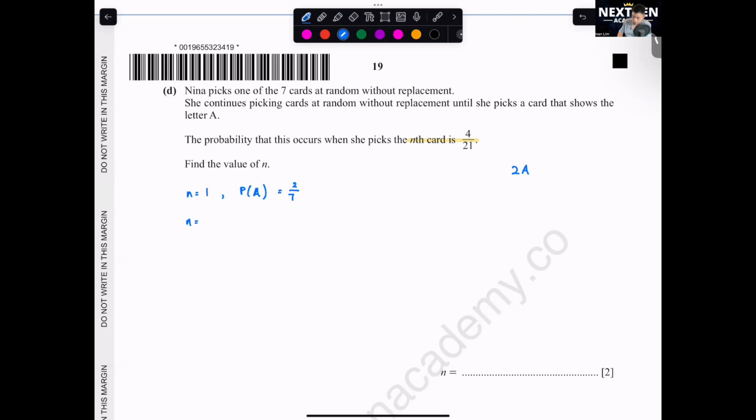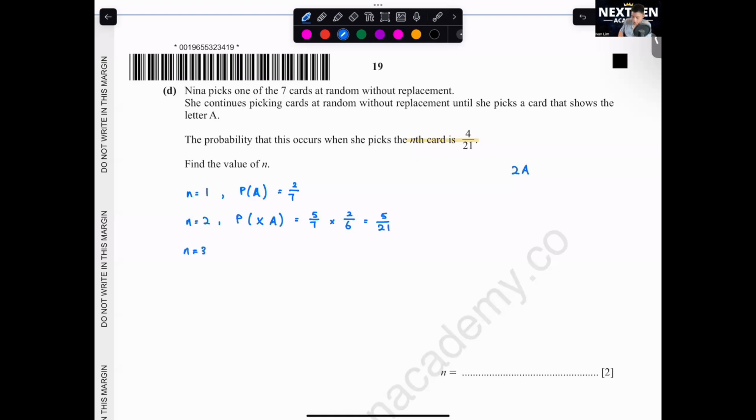Then if on my second try, I will put an X, not A, then A. How do we calculate this? We'll get 5 over 7, then on my second try I will get 2 over 6, which gives 5 over 21.